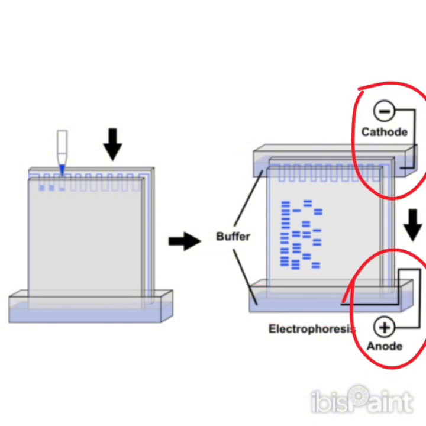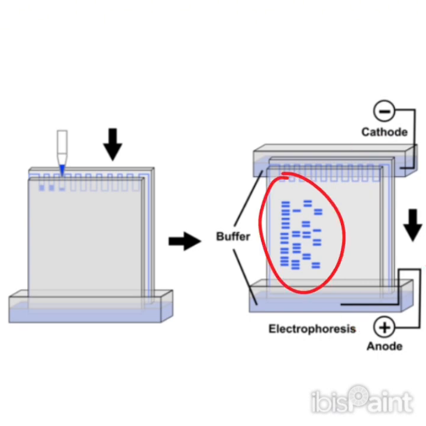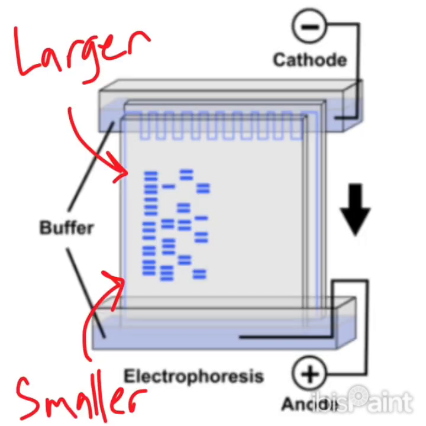After the buffers are placed, an electrical current is run through the gel with negative at the top and positive at the bottom. This causes the strands of proteins to move through the gel towards the positive charge. The larger strands get stuck at the top while the smaller ones move down to the bottom.